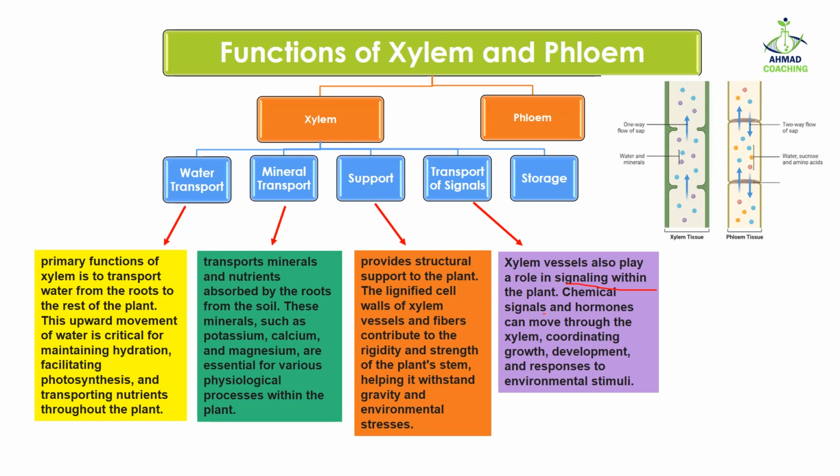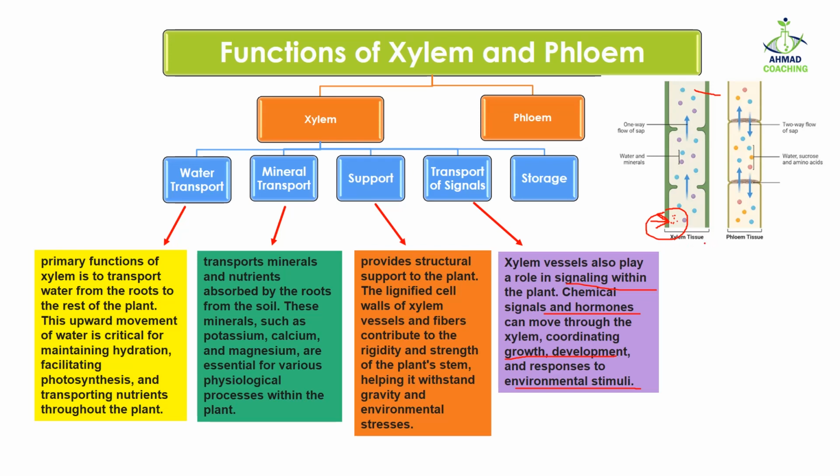The chemical signals as well as the hormones can move through the xylem and help in the coordination within the plants, help them in the growth, development and response to the environmental stimuli. For example, at one part of the plant, something is happening. For example, some pathogen is gaining entry and some chemical signals are produced. If xylem is not here, it means these signals will stay here, and the aerial parts cannot find out what actually is happening in this part of the plant.